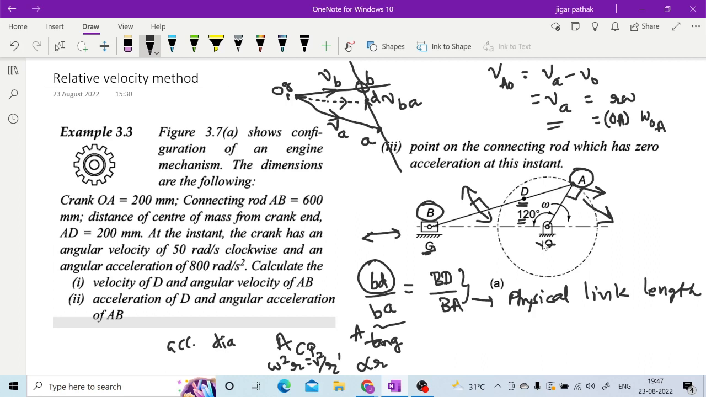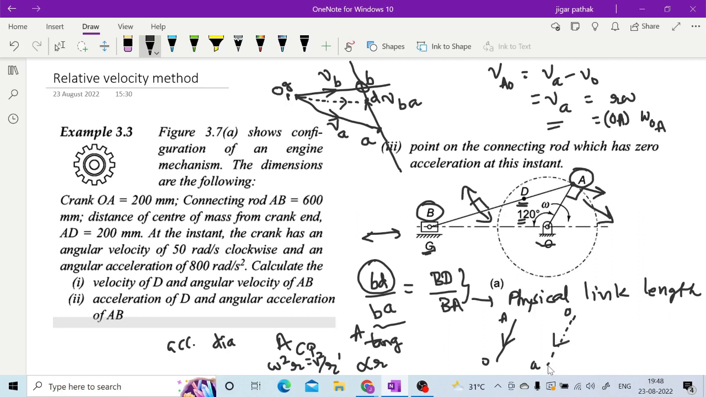So if you talk about this link length OA only, then its centripetal acceleration will be towards, see, I will write like this, OA. Here the direction of centripetal acceleration of A is from A to O, that is why this direction will be like this.